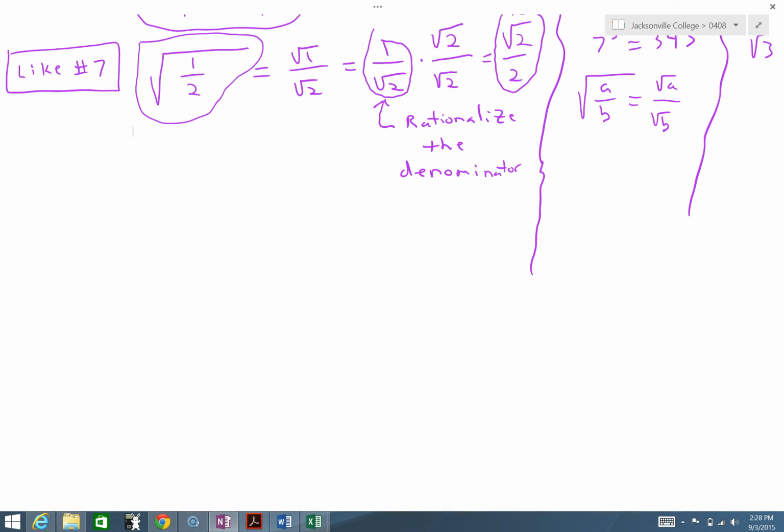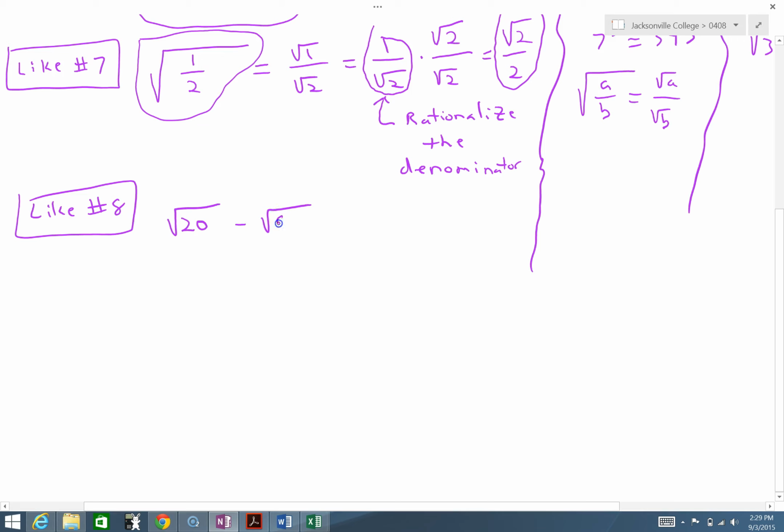Alright, now let's look at one like number 8. In number 8, we have something like the square root of 20 minus the square root of 80 plus the square root of 45.